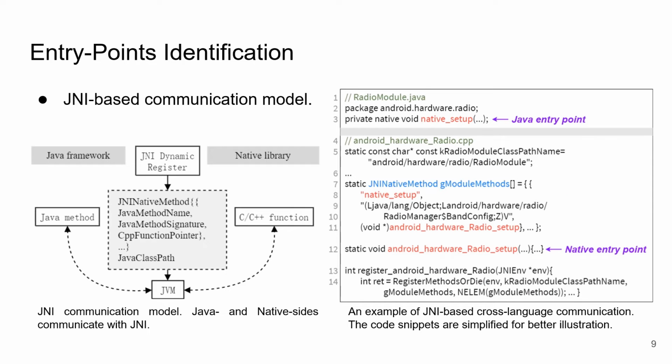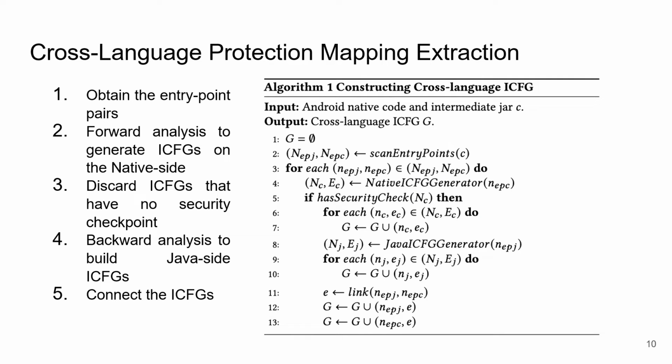JNI also provides a cross-language interface between Java and the native code. The left figure shows the JNI-based communication model. The JNI-based communication starts from a registration process. The Java and C functions are linked through the Java method name, Java method signature, and pointer to the native function. We further explain the JNI-based communication with an example given in the right figure. The method in line 13 is called to register the JNI method for radio, with the JNI method information provided in line 14. The algorithm shows the detailed steps involved in generating cross-language SFGs.